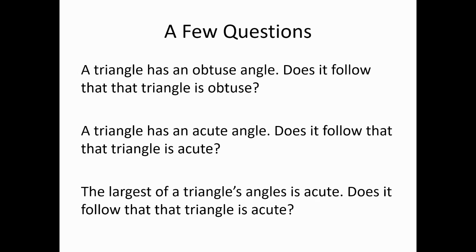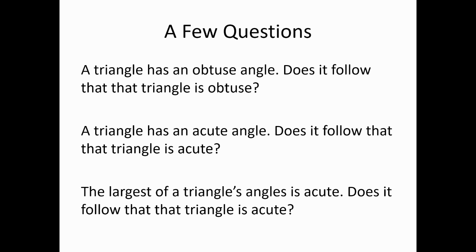Well, before we answer that question, let me talk a little bit about angle measures in triangles and how we categorize them. So let us say that a triangle has an obtuse angle. Does it follow that the triangle is obtuse? Well, yes, for sure. That just ultimately is the definition of an obtuse triangle. It is one with at least one obtuse angle.